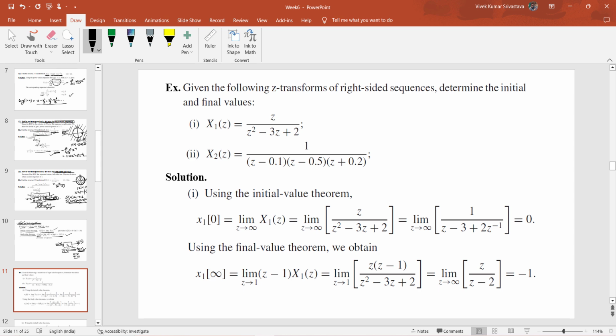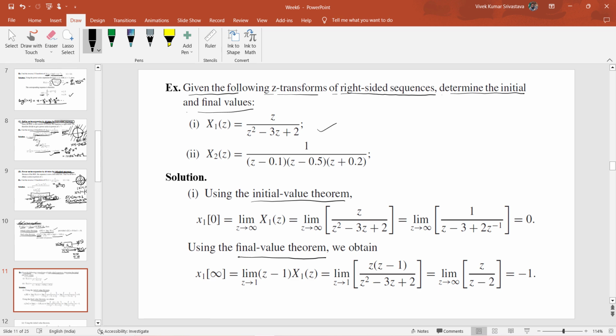So here is the example. Given the following z transform of a right-sided sequence, determine the initial and final values. X1 of z is given to us, that is z over z square minus 3z plus 2. For this, first of all, we will determine the initial value and final value. For the initial value, as I said, we have to take limit z tends to infinity of X of z, so limit z tends to infinity of z over z square minus 3z plus 2.